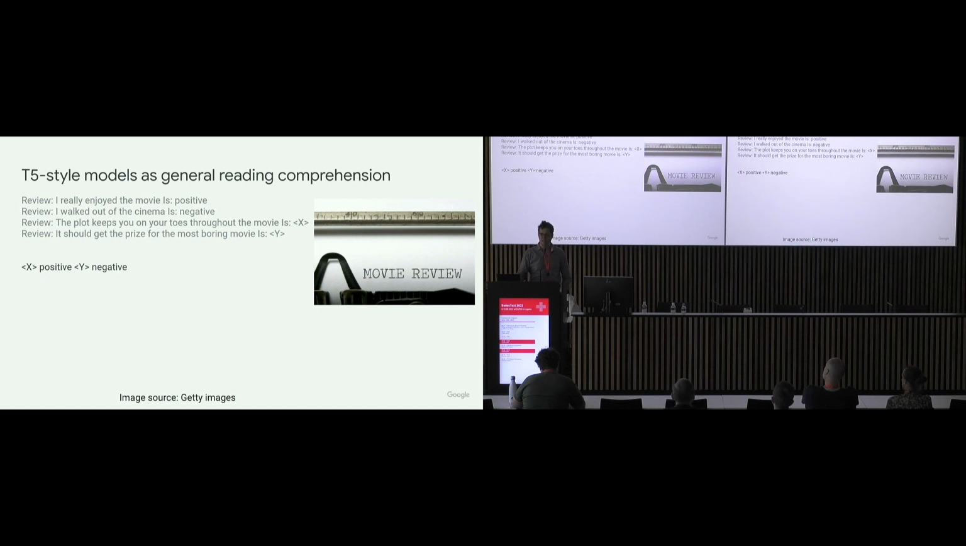In this case, this is the first example I tried for something like this. I didn't really engineer it, and I tried to use metaphors, things that were not obvious, like walked out of the cinema or keep you on your toes, or the last one mentioned a prize. A prize tends to be positive, but in this case it's for boring. So it does it right.